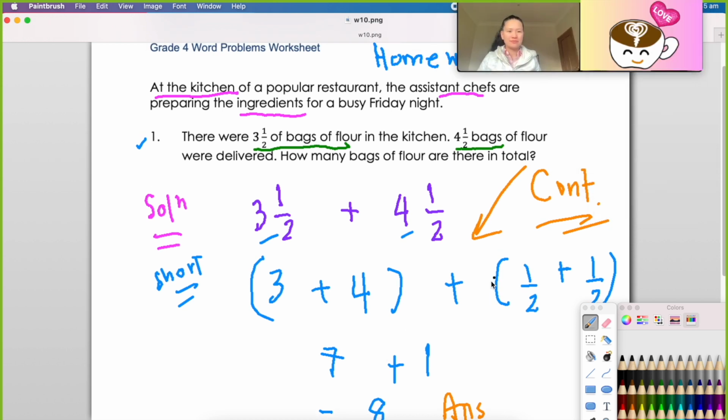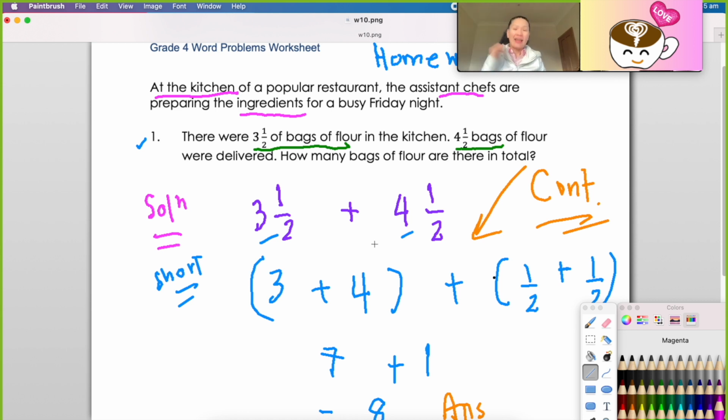There were 3 1/2 bags of flour in the kitchen. 4 1/2 bags of flour were delivered. How many bags of flour are there in total?